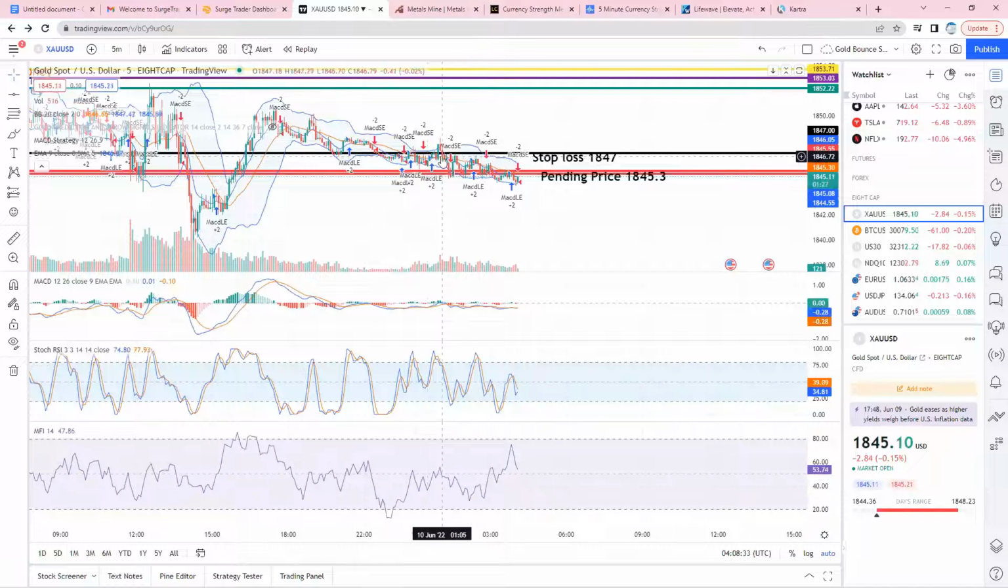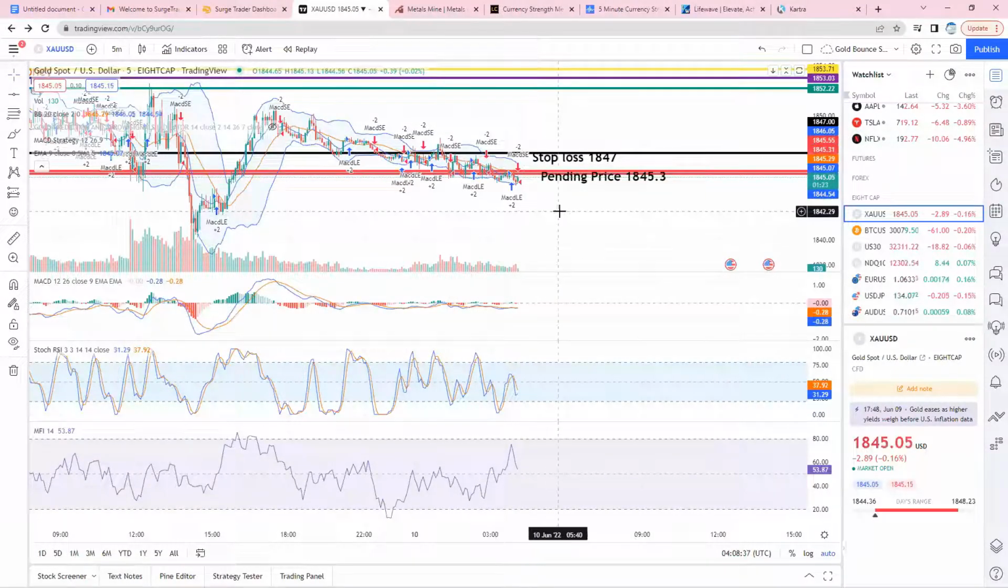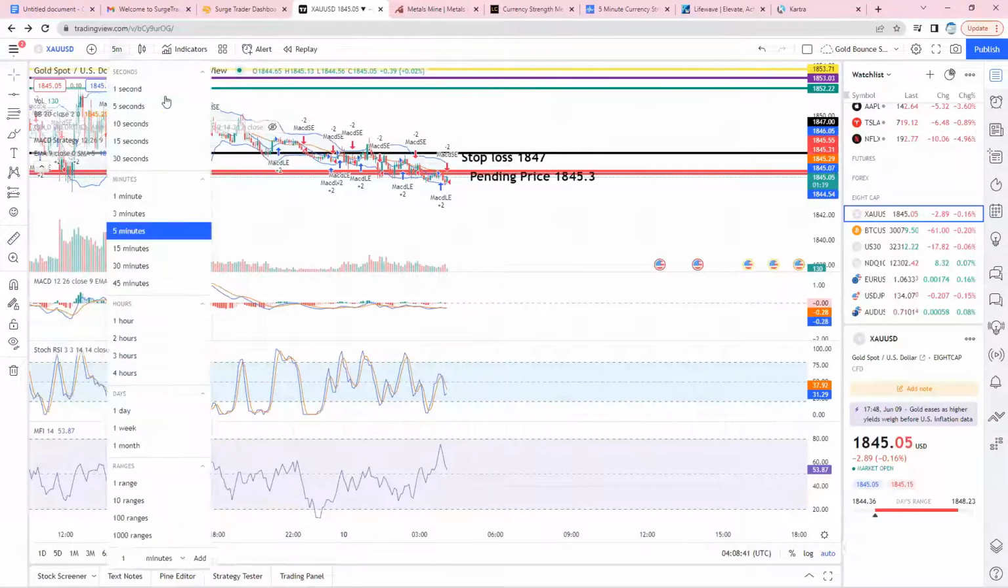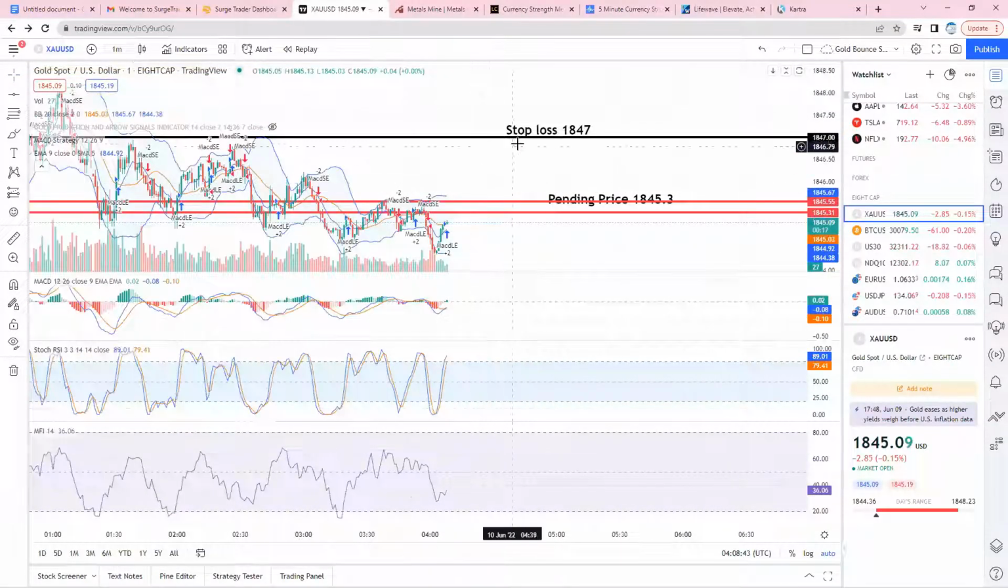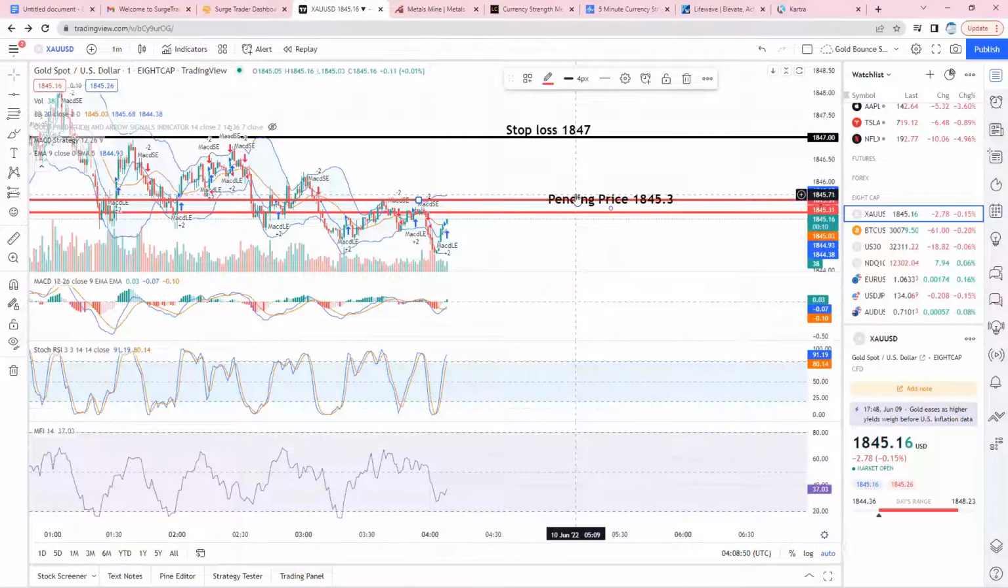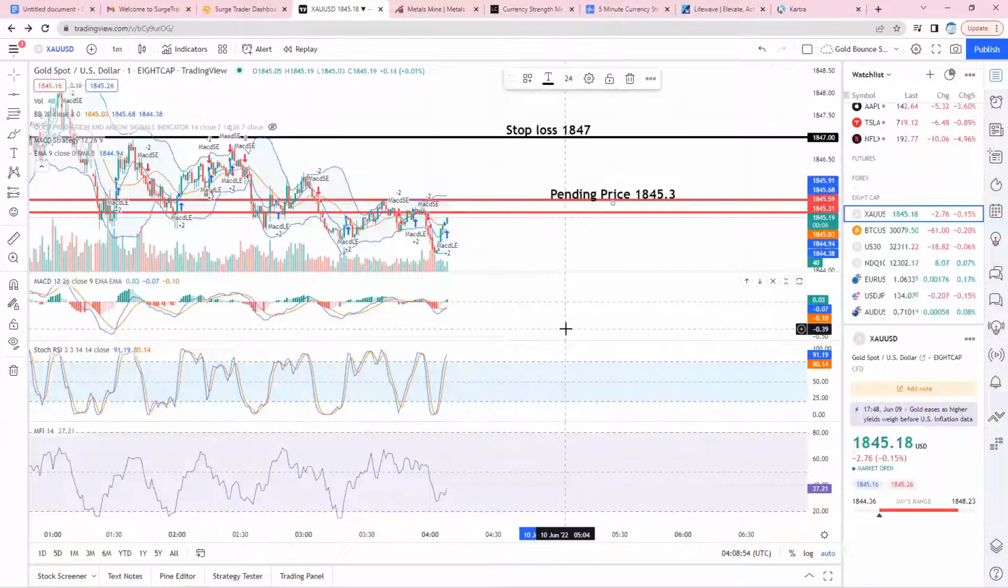Yeah, it hasn't really been up here in this level for over about 2 hours. So I got the stop loss set. Really, I like that stop loss where it's at. Stop loss at 1847. I got the pending trade right here where we were at before. 1845.